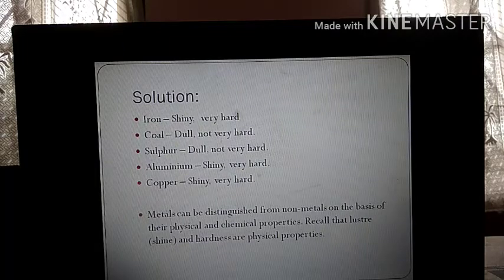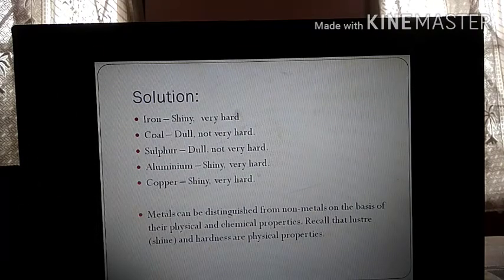Is it difficult to make powder out of chalk? No, it is not at all difficult, because if you beat the chalk a little bit with any hard substance, you can easily get powder out of it. Same thing with sulfur also. Sulfur also has a consistency similar to chalk, and it is not at all shiny. So we can write: dull and not very hard.